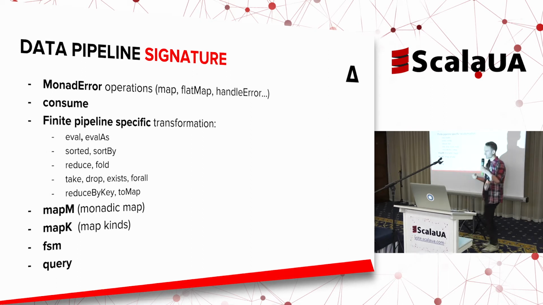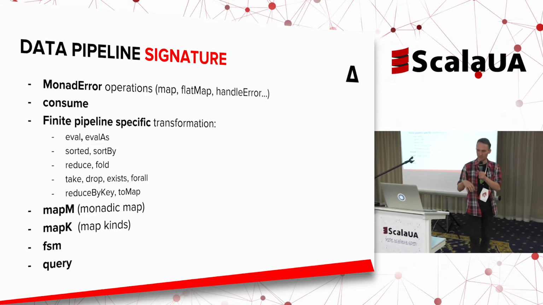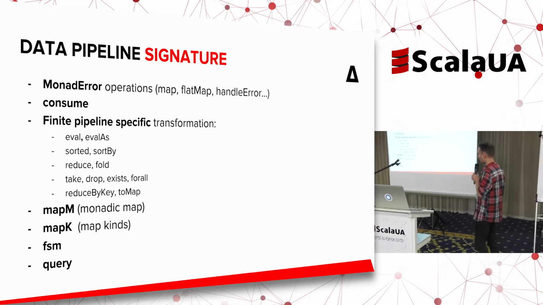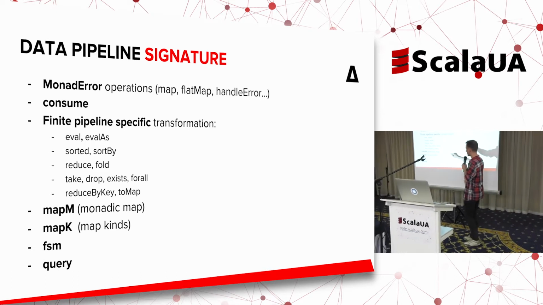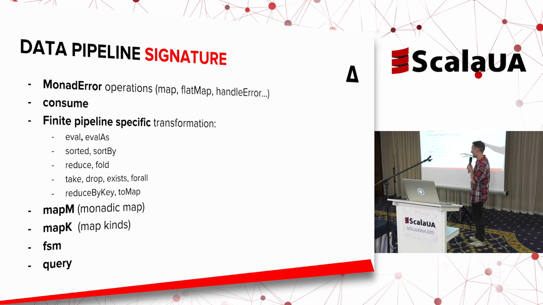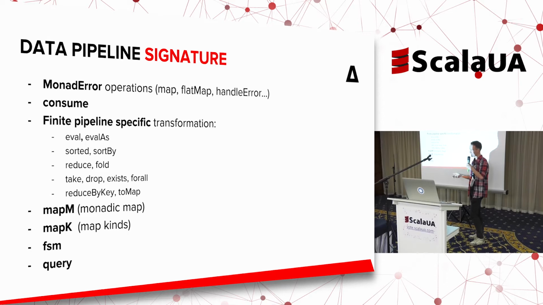Also, your finite data pipeline could be treated as some kind of map. So you could convert a pipeline of tuples into a map pipeline. The most interesting functions are mapM and mapK. mapM is like in Haskell, but it's more like mapAsync of Akka streams.